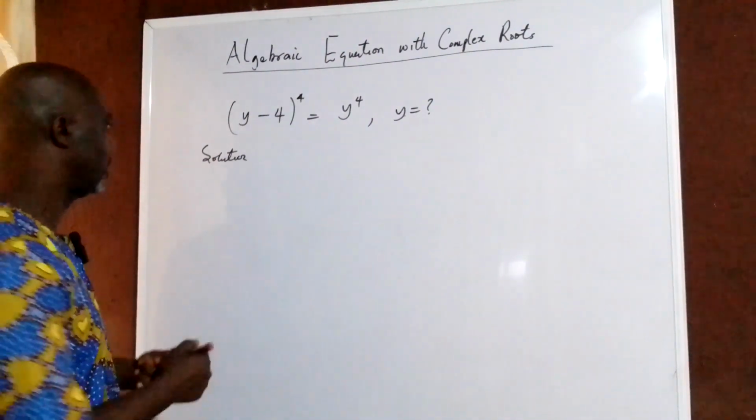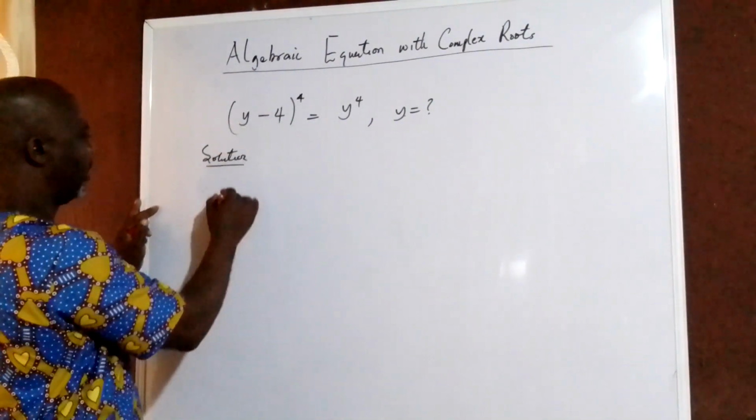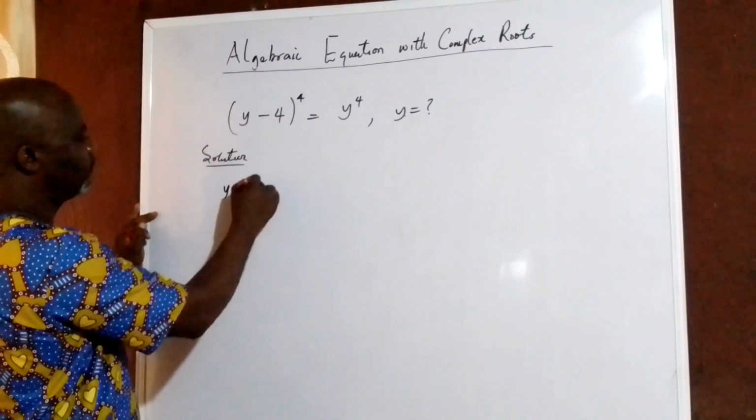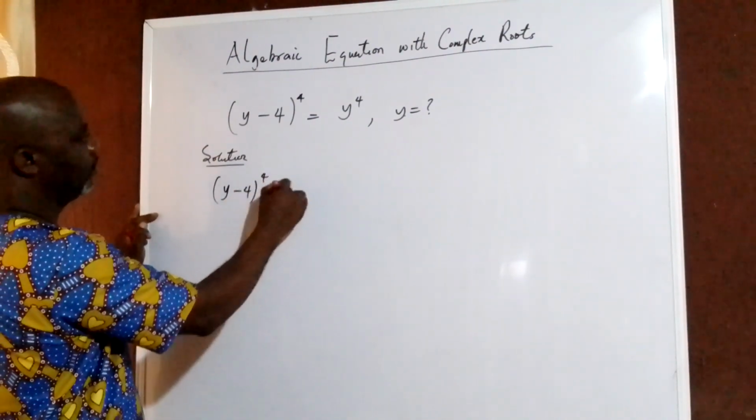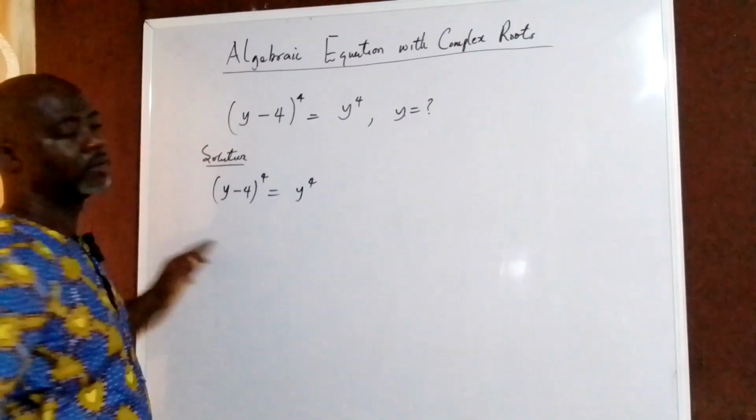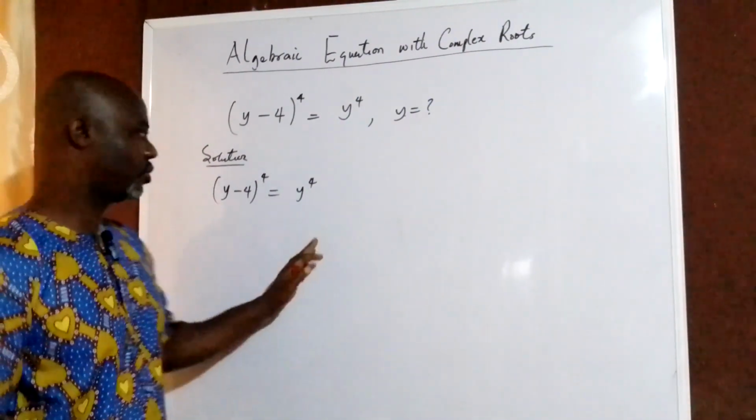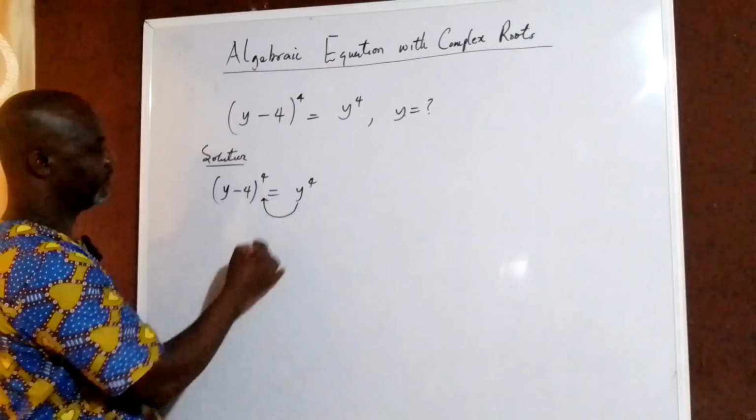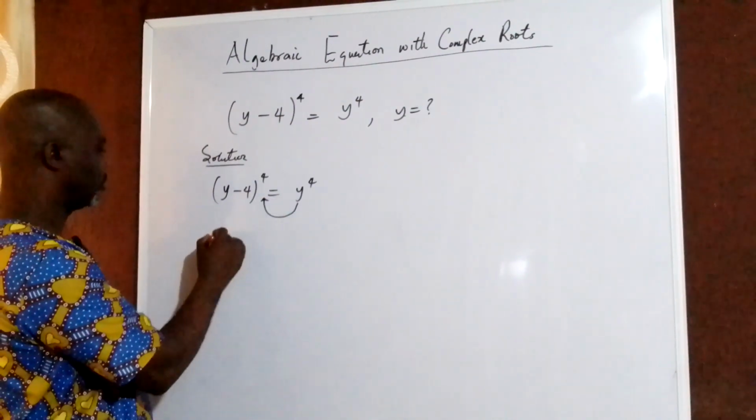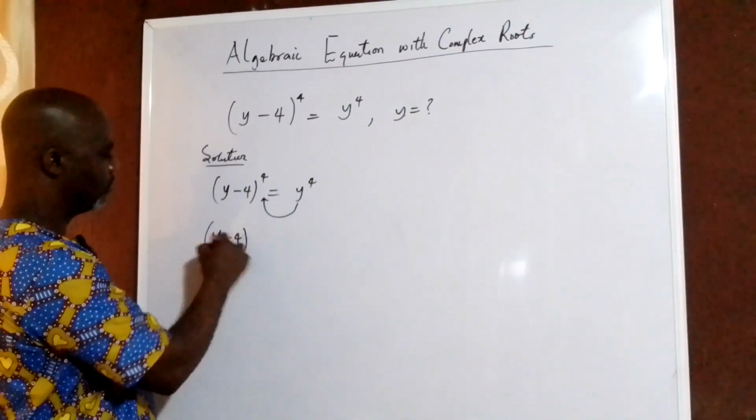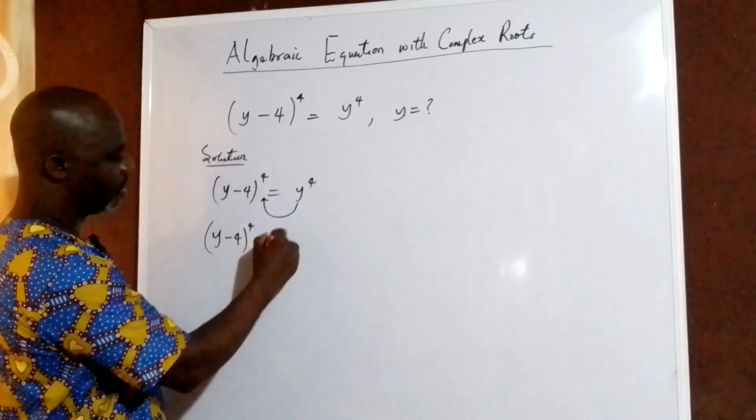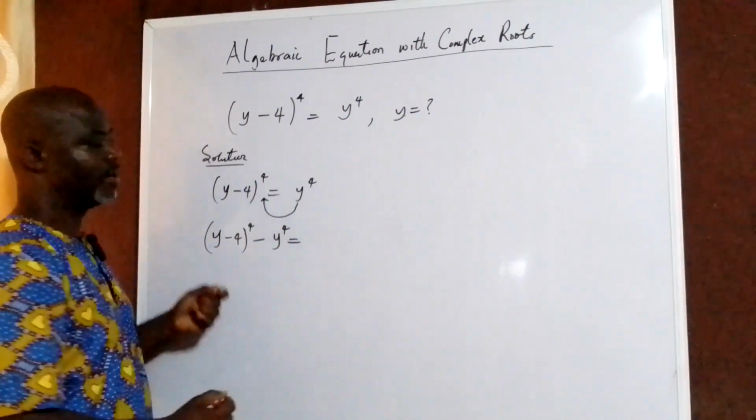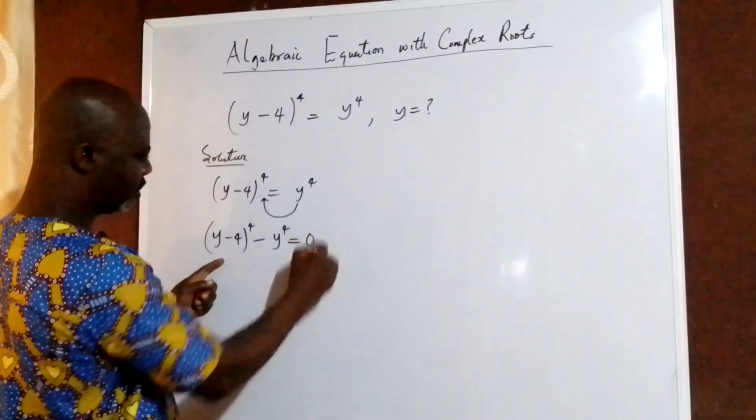Let's go ahead. So I bring out my question. I have (y minus 4) to the power of 4 equal to y to the power of 4. So what I'm going to do next is to transfer this y to the power of 4 to the left hand side. So the equation becomes (y minus 4) to the power of 4 minus y to the power of 4 equal to 0.